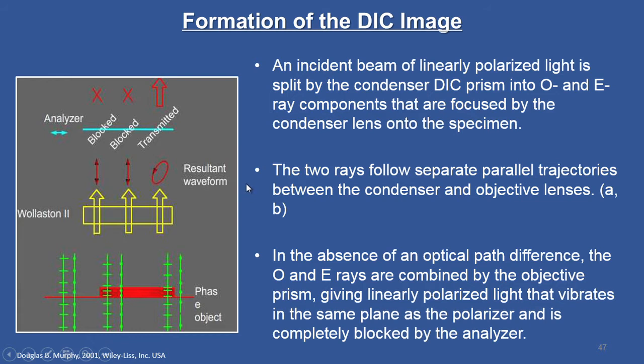So, now let us look at how the image is formed in the DIC microscope. An incident beam of linearly polarized light is split by a condenser DIC prism into ordinary and extraordinary ray components that are focused by the condenser lens onto the specimen. The two rays follow separate parallel trajectories like this between the condenser and objective lens, A and B in this schematic.